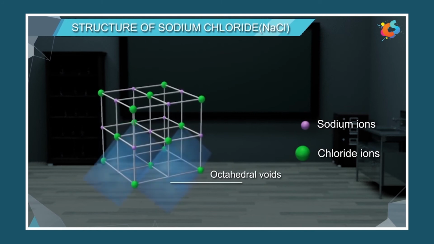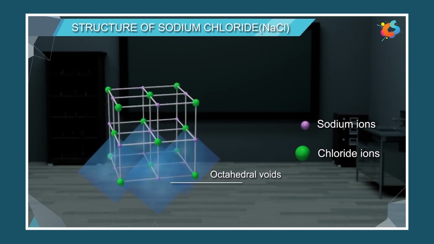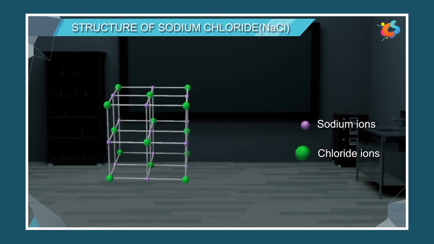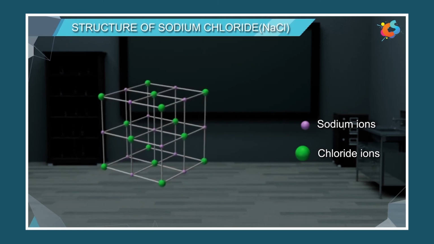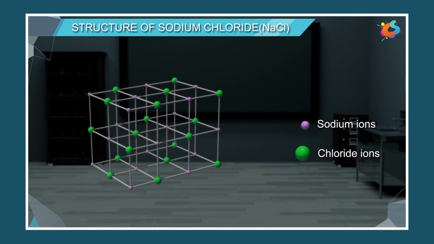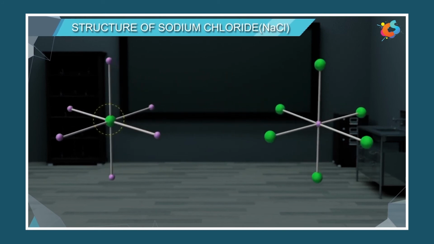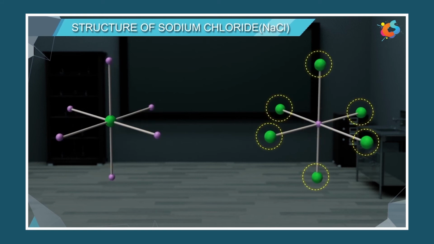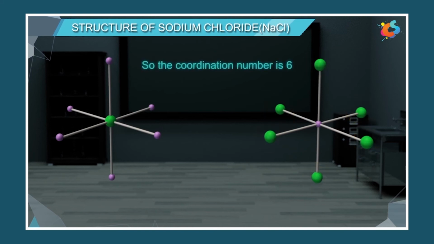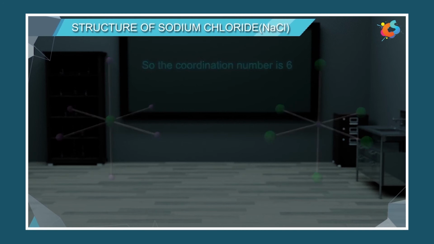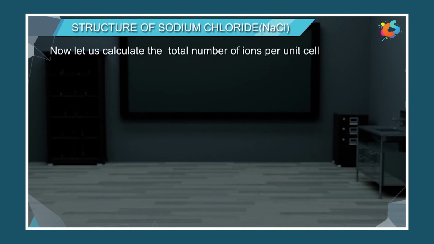As seen from the figure, each Cl- ion is surrounded octahedrally by 6 Na+ ions, and each Na+ ion is surrounded octahedrally by 6 Cl- ions. Thus, the coordination number of the Na+ ion as well as the Cl- ion is 6, that is, the structure has 6:6 coordination.